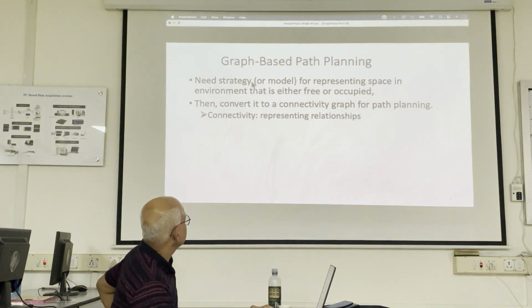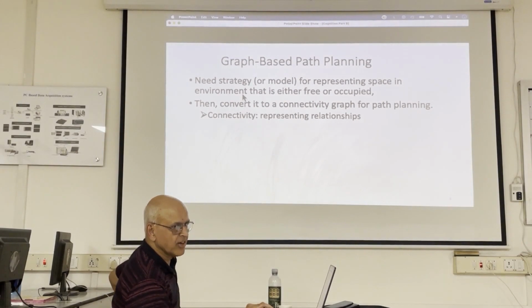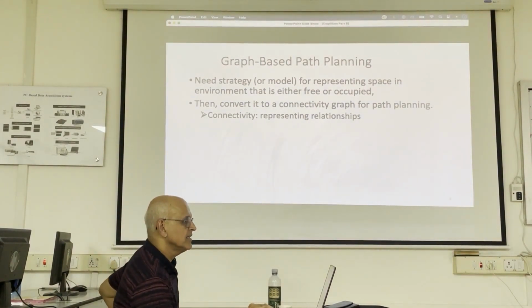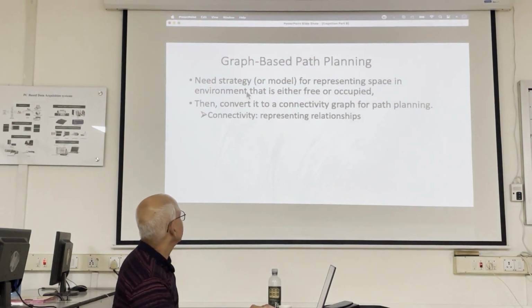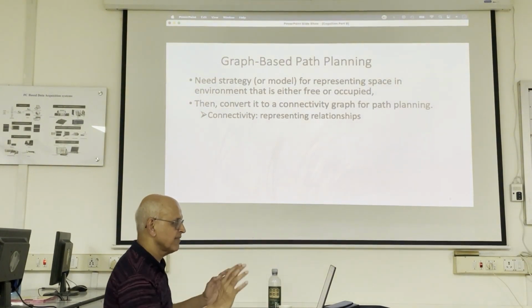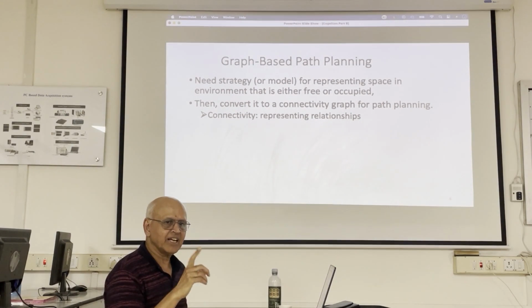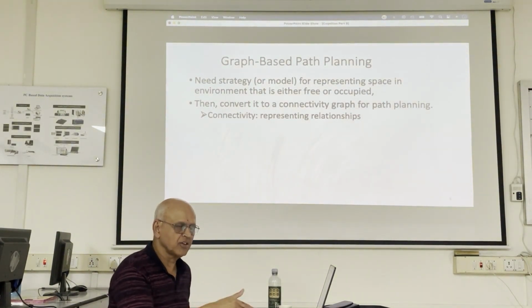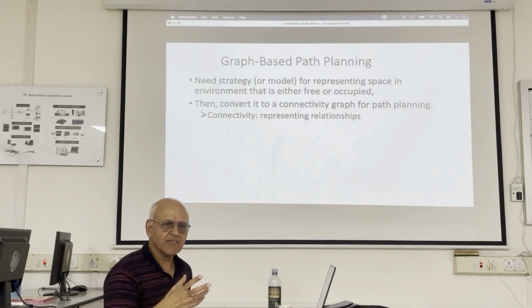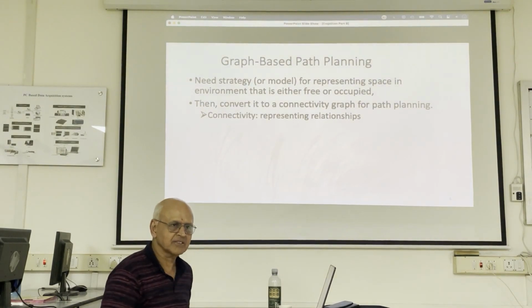We need a strategy or model for representing space in the environment that is either free or occupied. I may have talked about it earlier, but I was hand waving. I have a picture here, and I'll show you exactly how you obtain the most common model for representing the environment. The map is a model of the environment. The map only contains those aspects of the environment that are important to solving a problem. Color of obstacles is not important to navigating around them, so you won't put the color of obstacles, right?